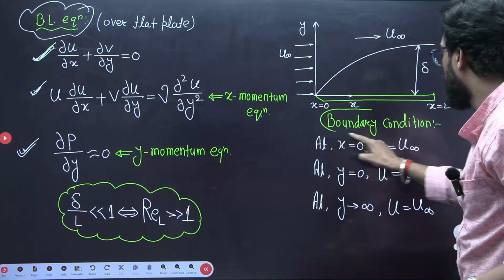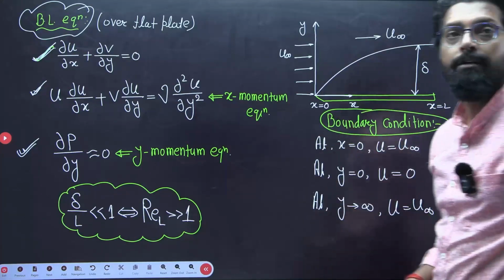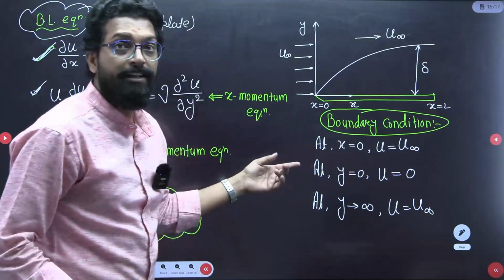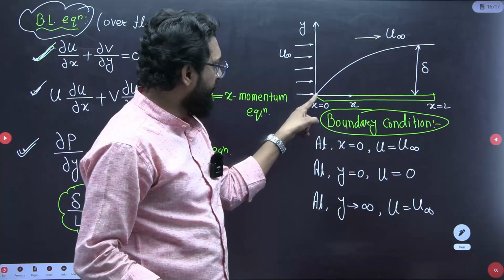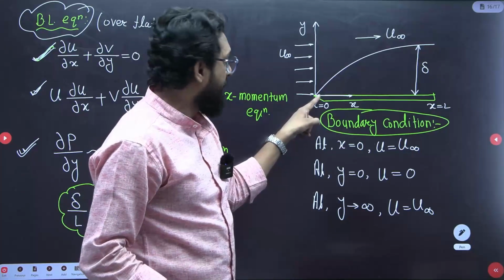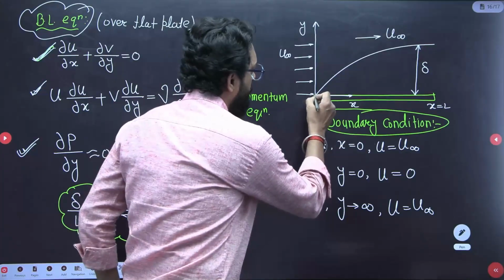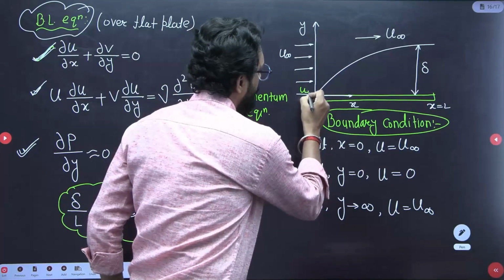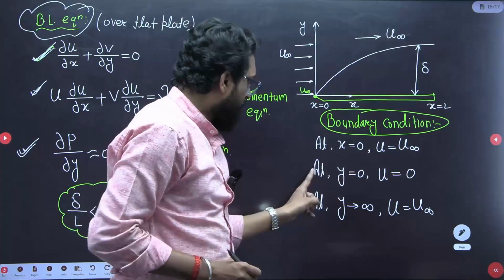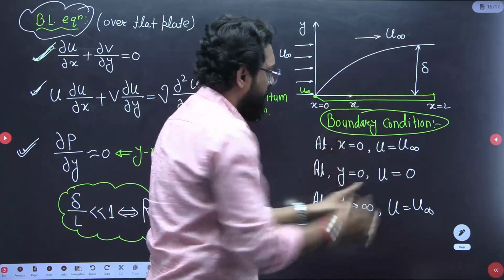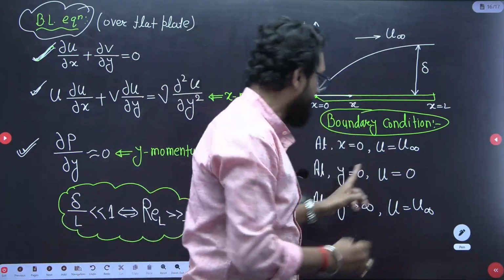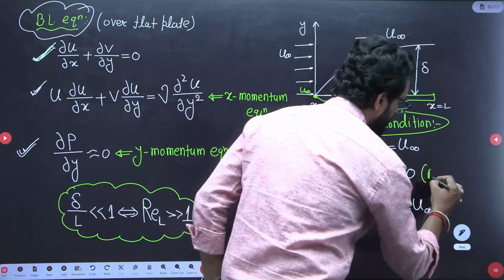Fifth question, what is the boundary condition? Please look at the boundary condition. X is equal to 0, the leading edge. What is the velocity? U infinity. At x equal to 0, what is the velocity? U infinity. At y equal to 0, on the plate, what is the velocity? 0. Y is equal to 0, that means this is your no slip condition.